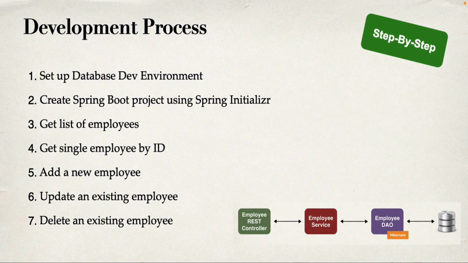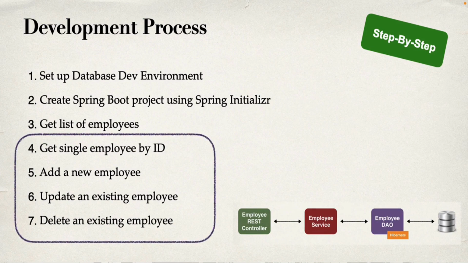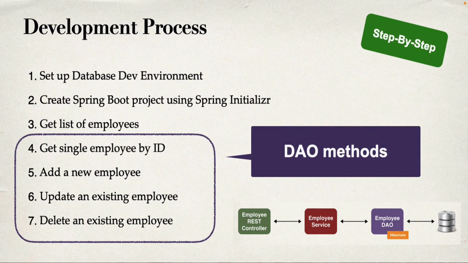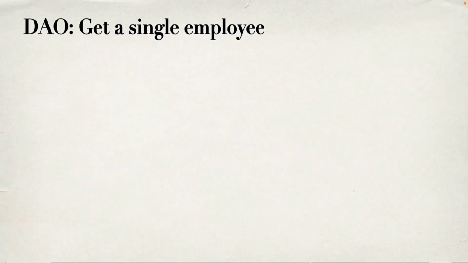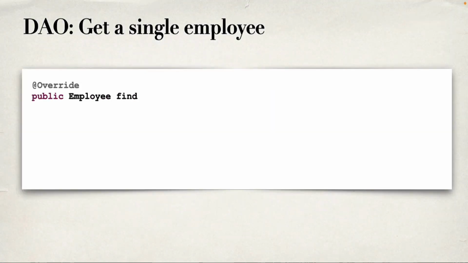Now, just picking back up on our development process, we're going to focus on the last couple of steps here of adding our DAO methods for getting a single employee, adding a new employee, updating, and also deleting an existing employee. And so we'll focus on the DAO aspect of it here. All right, let's get started with the DAO of getting a single employee.